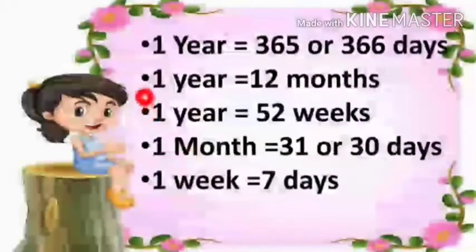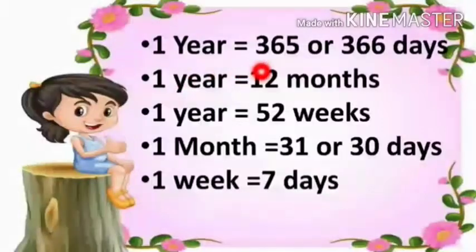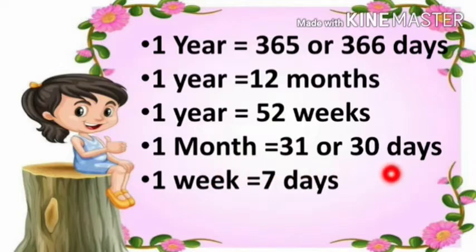Students, note it carefully. 1 year equals 365 or 366 days. 1 year equals 12 months. 1 year equals 52 weeks. 1 month equals 31 or 30 days. 1 week equals 7 days.